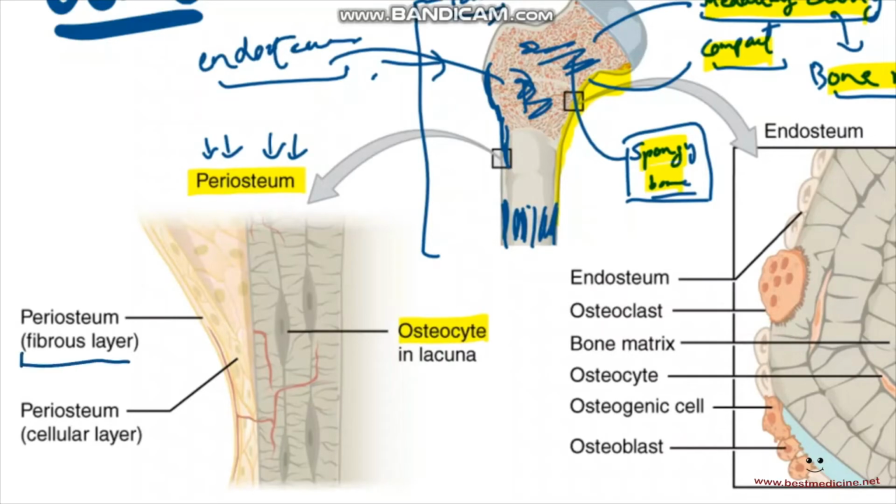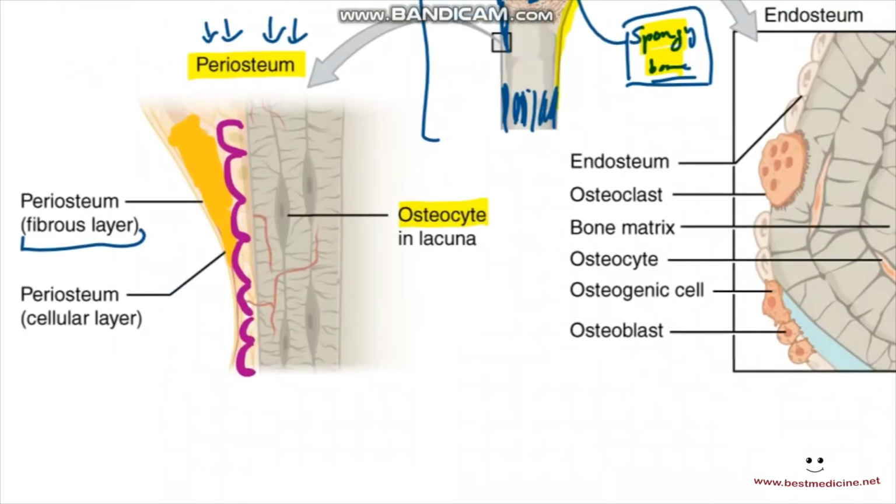Firstly, we have a fibrous layer on the outside. This is the fibrous layer of the periosteum, which is the outer layer, and then it has an inner layer, which would look something like this. It's got cells that you cannot really see in this diagram because it's very light, but it's got cuboidal cells lining the outside of the bone. These cells are the progenitor cells for the osteocytes.